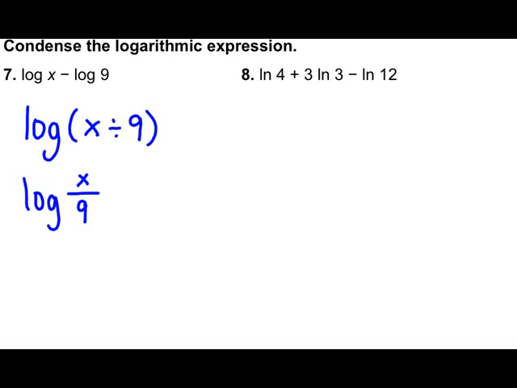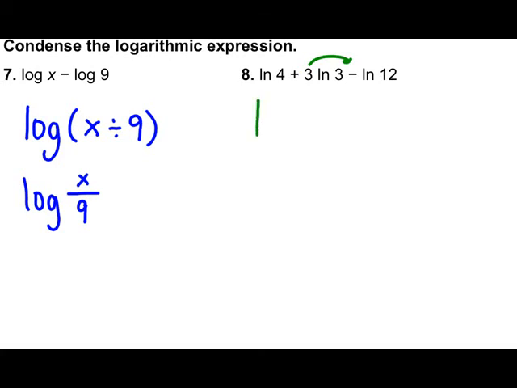Okay, let's try one more. Natural log of 4 plus 3 natural log of 3 minus the natural log of 12. Step 1 to condense is you want to pack up any exponents. I see a 3 in front of my natural log, so what I'm going to do is bring that up as a power.